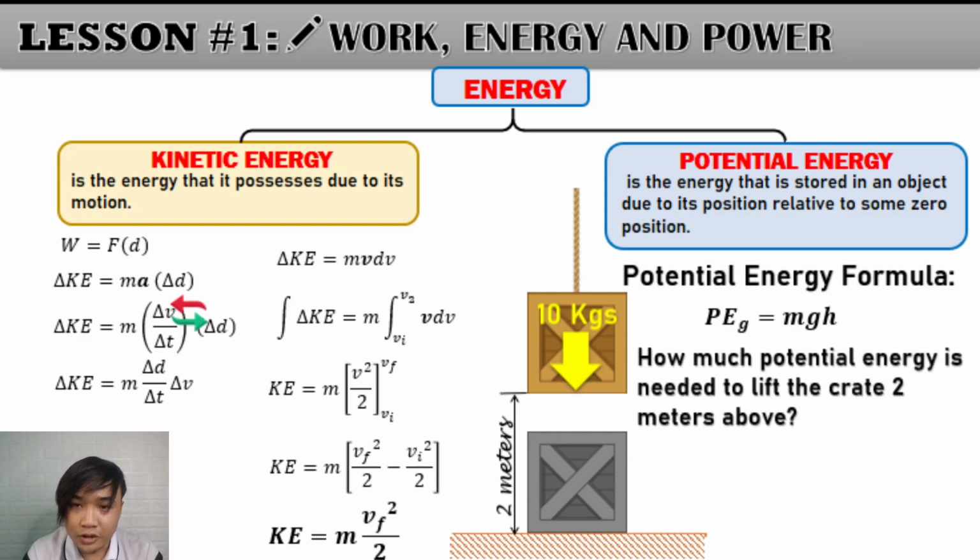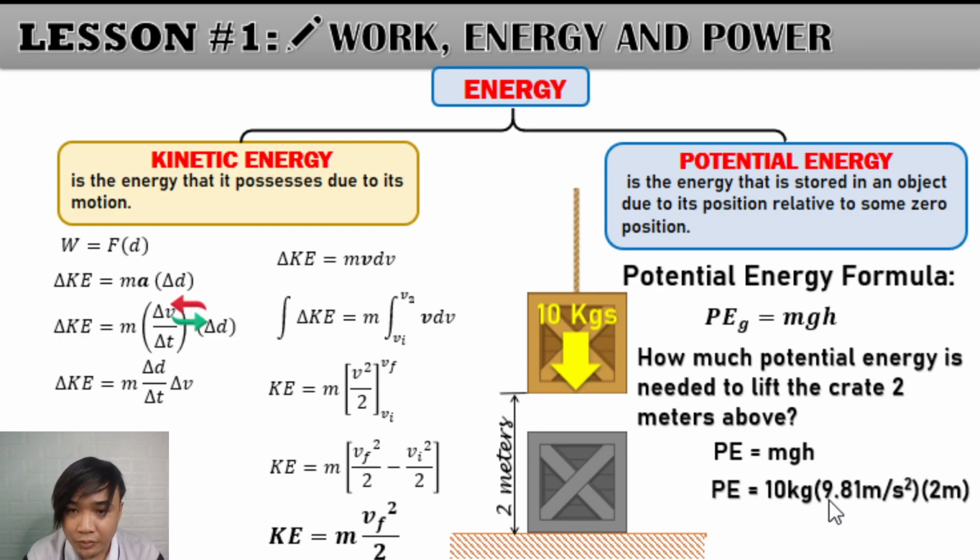Diba? So, how much potential energy is needed to lift the crate 2 meters above? So, PE is equal to mgh, yung formula natin. So yung mass natin is 10 kilograms, the gravitational acceleration is 9.81 meter per second squared, then yung displacement niya, yung height is 2 meters. So yung potential energy dito is 196.2 joules. Yung potential energy.